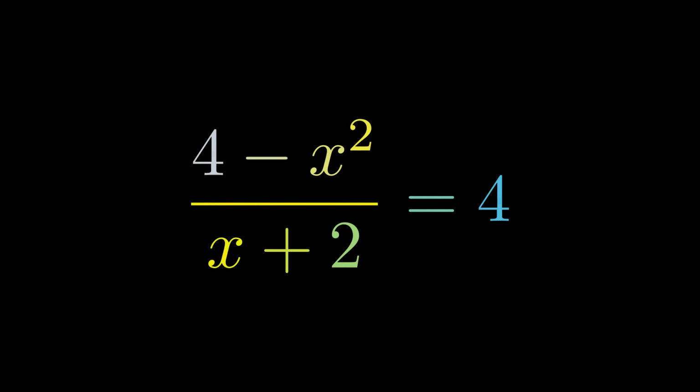This problem appears simple, but there's a hidden trap waiting for us that reveals a deeper mathematical concept. Let's explore every aspect of its solution. We are asked to solve for x in the equation: the quantity 4 minus x squared, divided by the quantity x plus 2, equals 4.